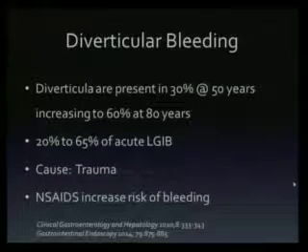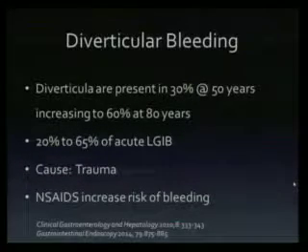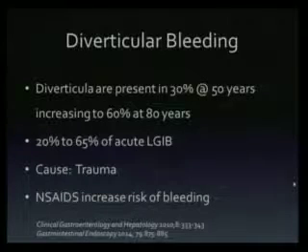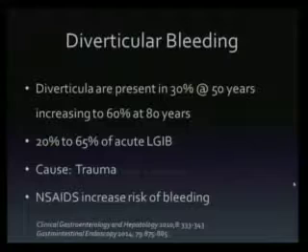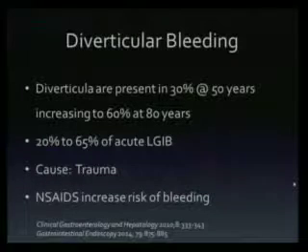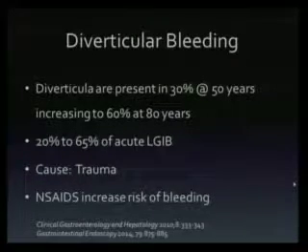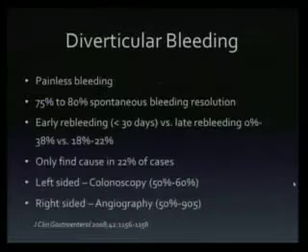NSAIDs, as all of you know, cause both local mucosal factors, and they also affect prostaglandins. Anytime you have an NSAID on board, there is an increased risk of gastrointestinal bleeding in a patient. And that risk increases with age and other comorbidities.